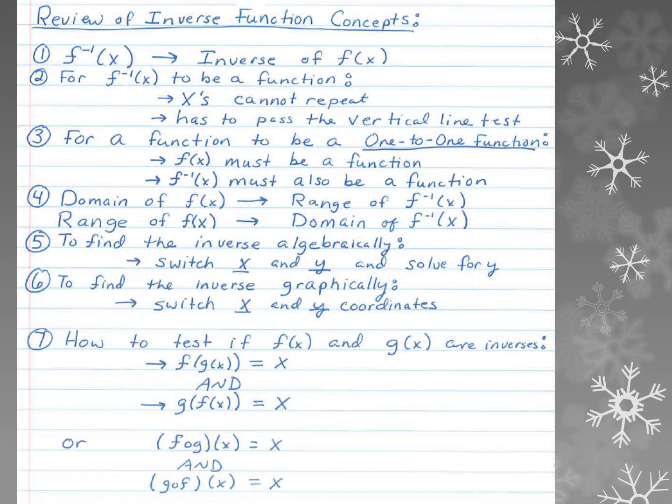Let's review some inverse function concepts. First of all, when you see the notation f to the negative 1 of x, that means find the inverse of f of x. For the inverse to be a function, the x's cannot repeat, and it has to pass the vertical line test. For a function to be considered a one-to-one function, the original function must be a function, and the inverse must be a function.